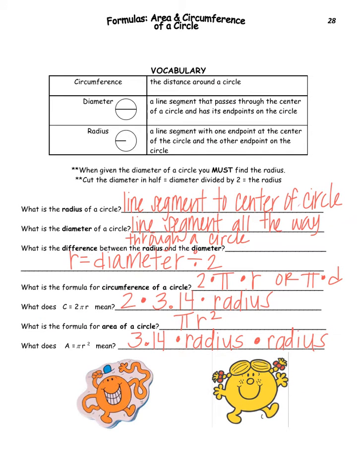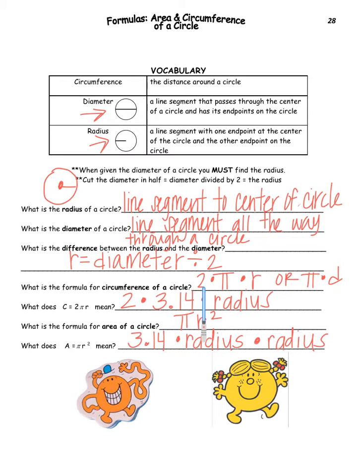So on page 28, use your formula sheet once again and make sure that you get everything filled out. If you notice, the radius of a circle, which is also shown right here, is halfway through the circle. The diameter here goes all the way through the circle. So basically, the radius is equal to the diameter divided by 2. In other words, the radius is half the diameter.